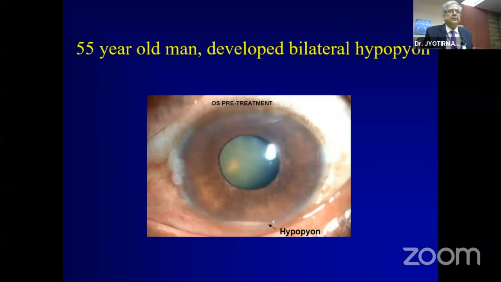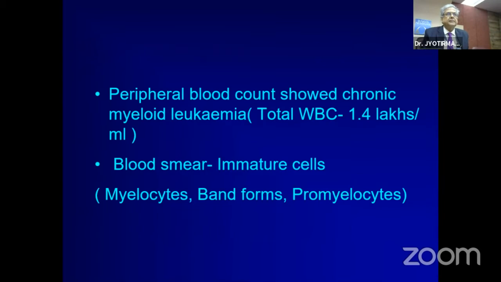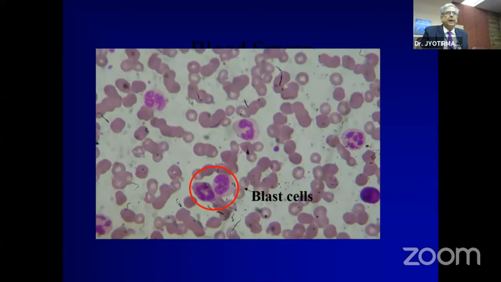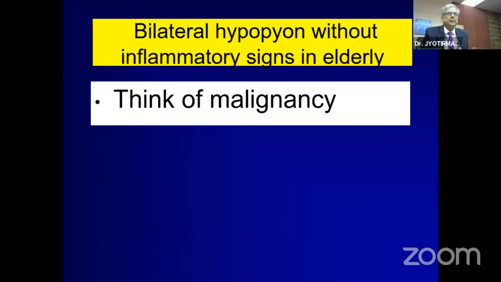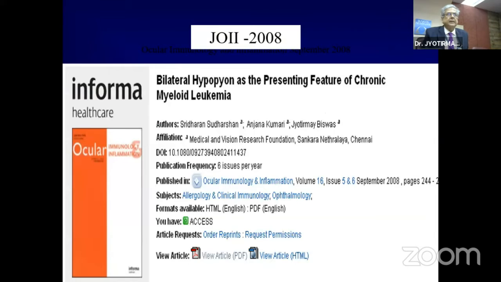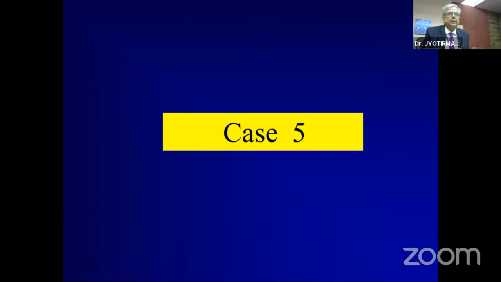Case 4 is a posterior segment tumor lesion. A 55-year-old man developed bilateral hypopyon, and Sudarshan has seen this case, and his peripheral blood count on routine examination showed chronic myeloid leukemia. Blood smear, I'll show you, showed myeloblast cells, and this patient was found to have chronic leukemia. And when you see a bilateral hypopyon without inflammatory signs in the elderly, you think of malignancy. This we have published: bilateral hypopyon as a presenting feature of chronic myeloid leukemia.